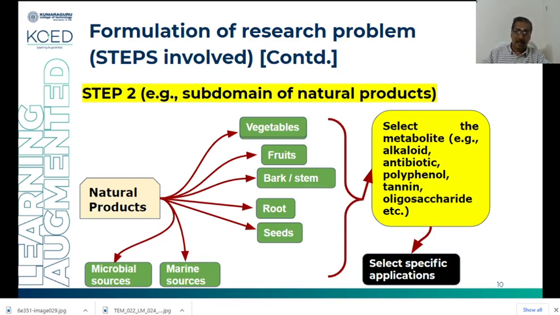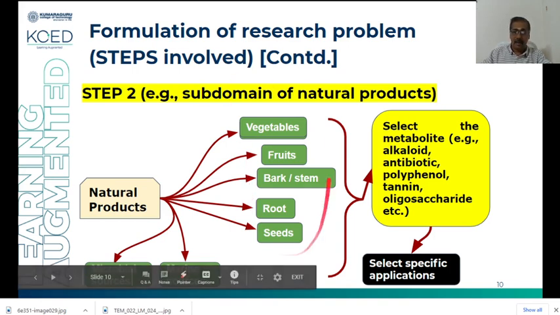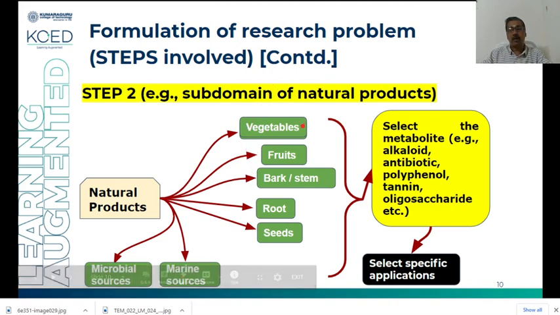Even under the sub area, that is plant, you can decide which part you want to work on: vegetables, fruits, bark, stem, root, seeds, which you select. Even if you go for microbial sources, here I have not shown, you can select fungal species or bacterial species or archaea, whatever you want, you select it. Marine sources, multiple genera are there. You select.